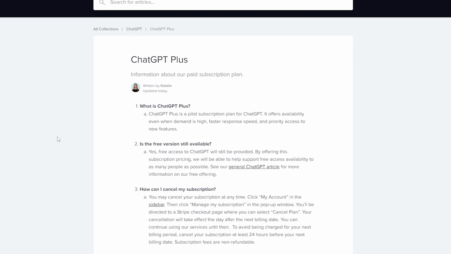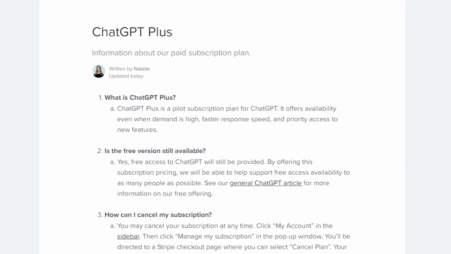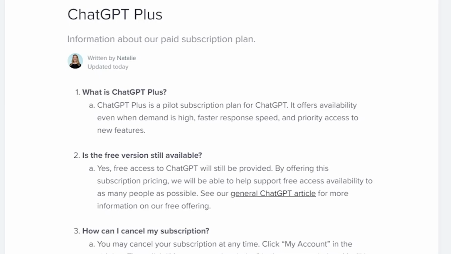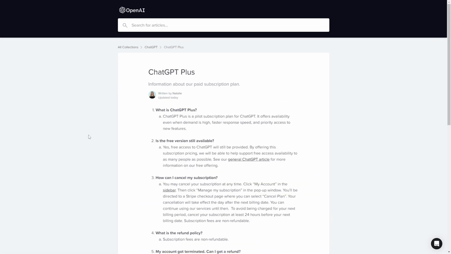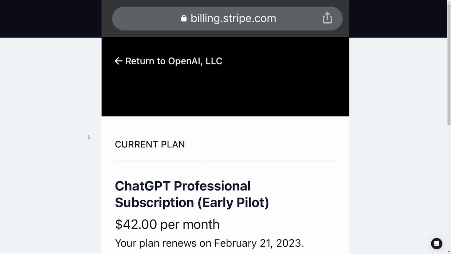OpenAI is very specific in saying that ChatGPT Plus is a pilot subscription plan. So this means that it is subject to change. This price might not stay the same, the offering might not stay the same, it might even be renamed. Last week it was called ChatGPT Professional for $42 a month. I'm guessing people weren't really thrilled about how much it cost.